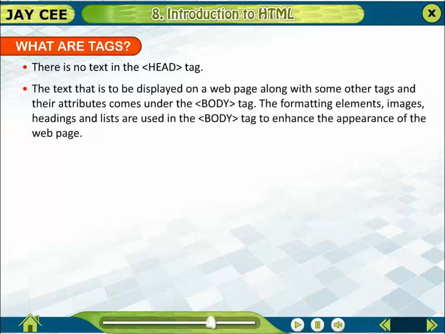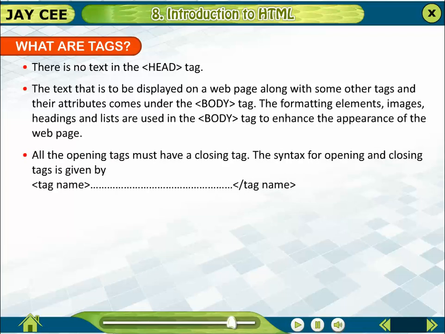The text that is to be displayed on a web page, along with some other tags and their attributes, comes under the body tag. The formatting elements, images, headings, and lists are used in the body tag to enhance the appearance of the web page. All the opening tags must have a closing tag. The syntax for opening and closing tags is given by tag name, tag name.